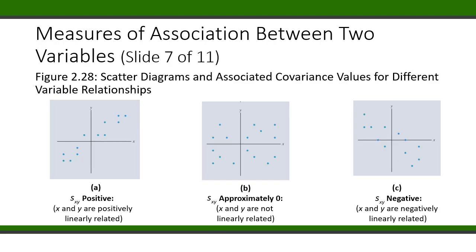So here are some examples of some scatter diagrams you might see. This one appears to be a positive relationship. This one seems to be, there's no linear relationship, so it probably has something close to zero for its covariance. And here's a negative relationship. And so it would probably have a negative covariance.